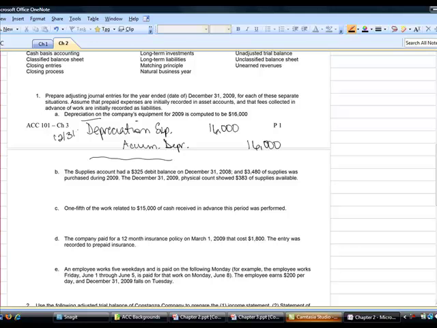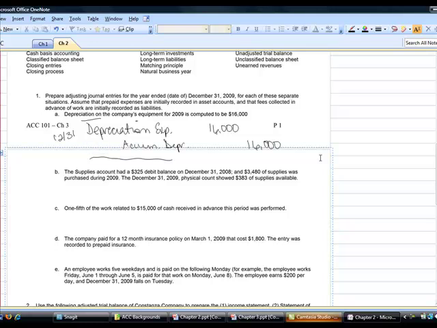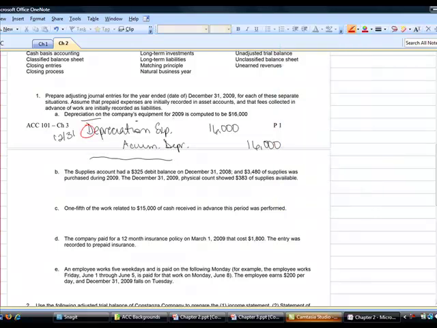Okay, and if you're having trouble remembering that, just remember dead, right? Oops. Trying to give you guys some colors here. All right, do it this way. D-E-A-D for depreciation.